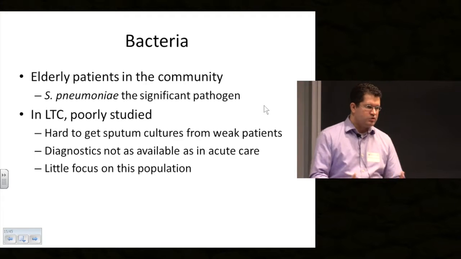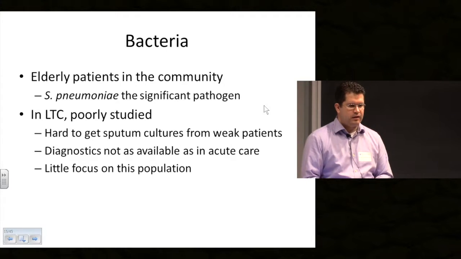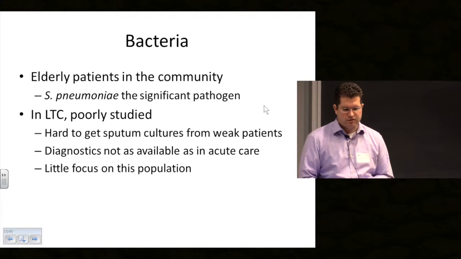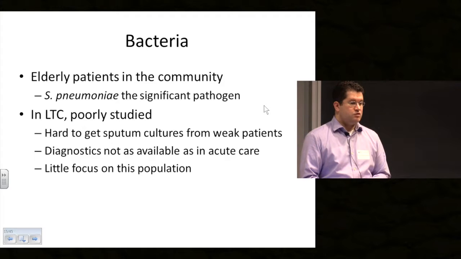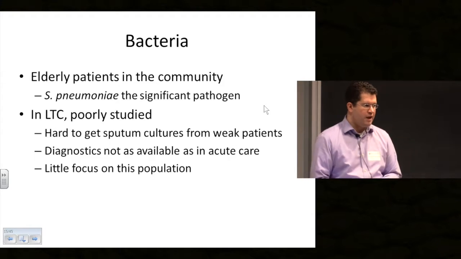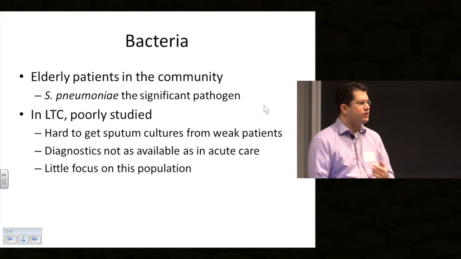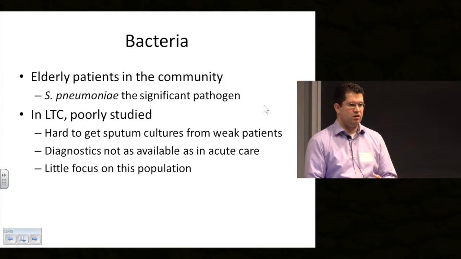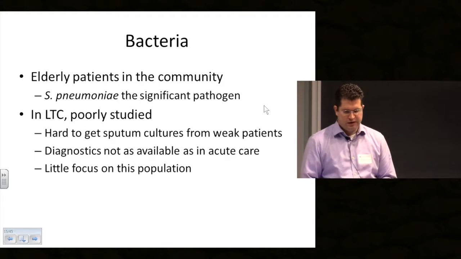And lastly, what we're mostly worrying about for high mortality and the ability to treat it are bacterial pneumonias. In the community, in elderly patients, the predominant pathogen is Streptococcus pneumoniae. That goes across actually all ranges of pneumonia in the community. In long-term care, it's really poorly studied. This is where the unknown comes in. It's hard to get sputum from weak patients. If you really wanted a good study of long-term care pneumonia, you'd have to do bronchoscopies on them to get samples. That isn't going to happen.